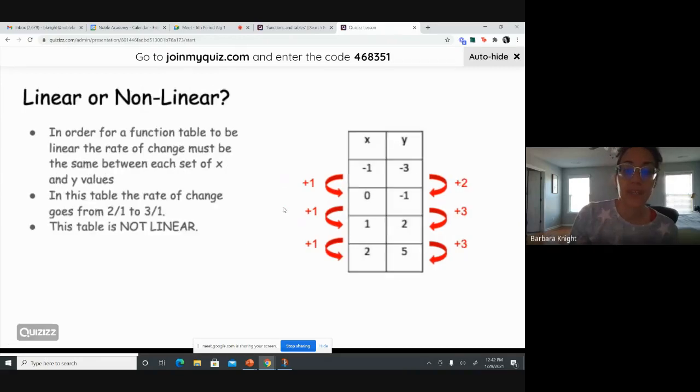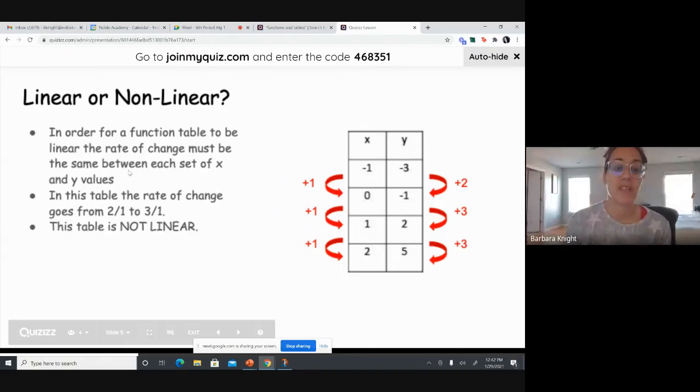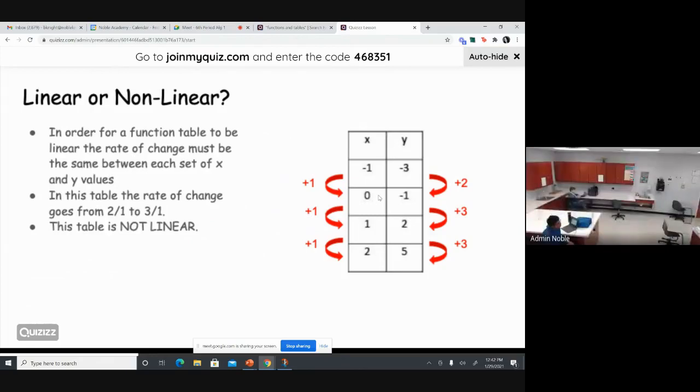Okay. So what about this one? Is this linear or nonlinear? So in order for a function table to be linear, the rate of change has to be the same between each set of x and y values. So the rate of change has to be the same. So does this look like it's a linear function or a nonlinear? It's a nonlinear. Very good.